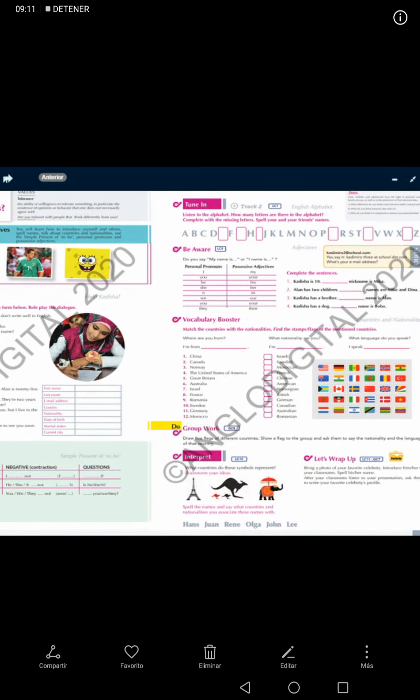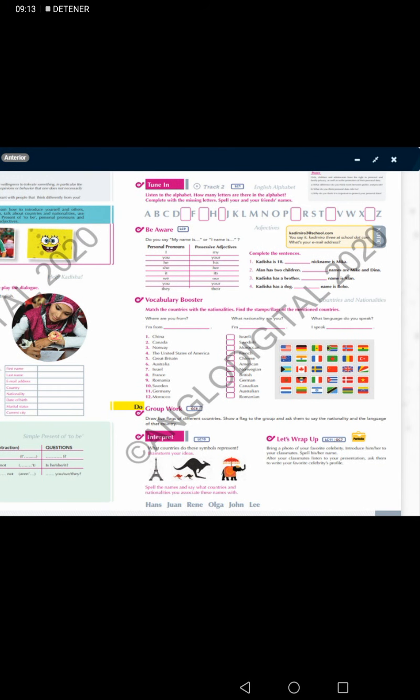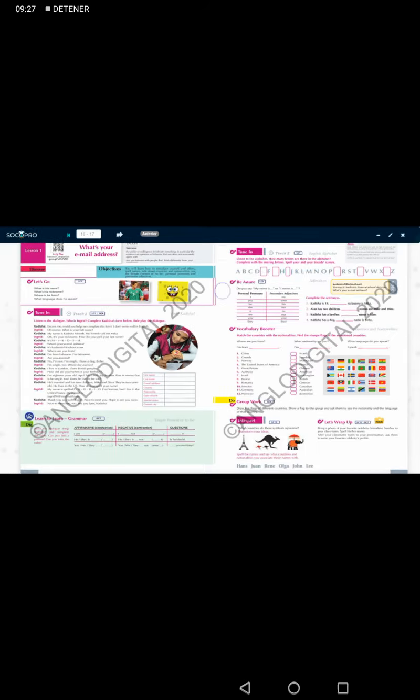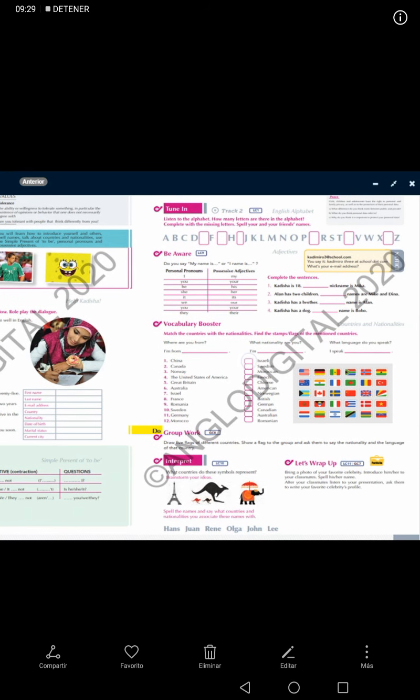Okay. In the second exercise, you just have to complete the lines using the correct possessive pronoun. So here you have the noun. You know what is the noun that the pronoun replaces, and once you know the pronoun that replaces the noun, you can choose the possessive adjective.